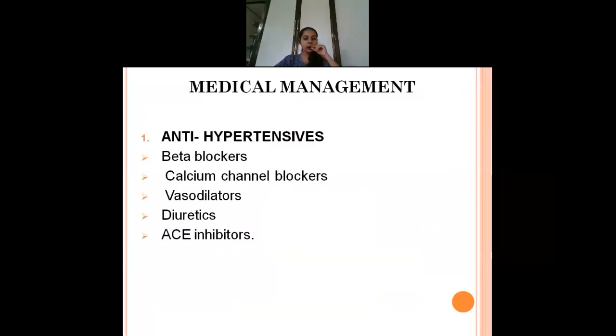Please note down, I have not explained these. You need to explain and you also need to give the examples, like what is a beta blocker, examples: metoprolol, propranolol. Calcium channel blockers: amlodipine, nifedipine. Vasodilators we have are nitroglycerin, sodium nitroprusside. Under diuretics we have so many classifications. The easiest one is Lasix, isn't it? ACE inhibitor examples are captopril, enalapril. So remember the examples of these also.